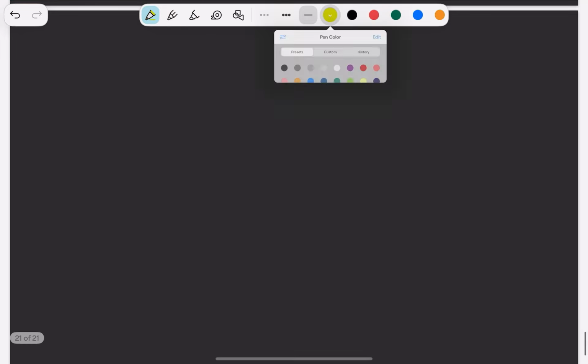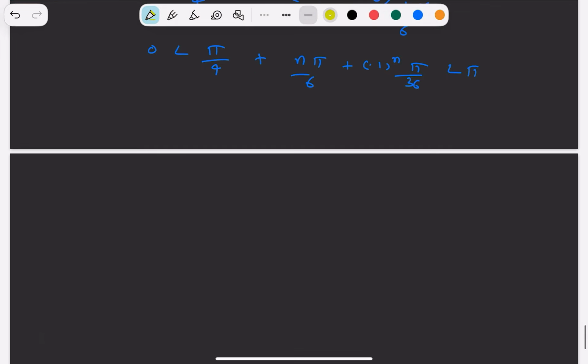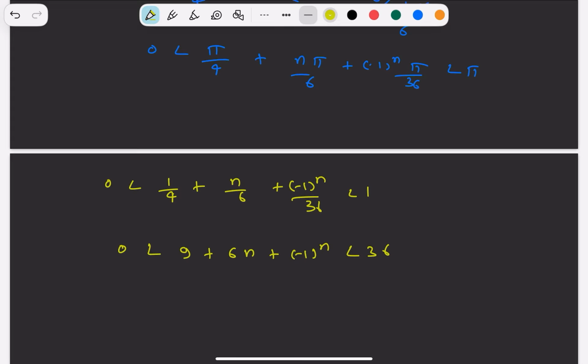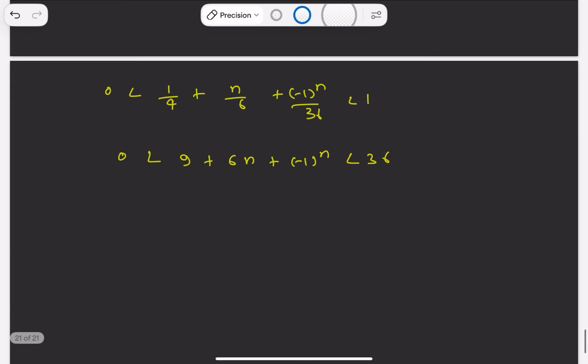You could divide by pi both sides, so that pi and pi will cancel out. So if you are dividing, how much are you going to get now? 0 less than 1 by 4 plus n by 6 plus (minus 1) raised to power n by 36 less than 1. So take LCM 36: this will become 0, this will become 9, this will become 6n, this will become minus 1 raised to n, and less than 36. Correct or not?